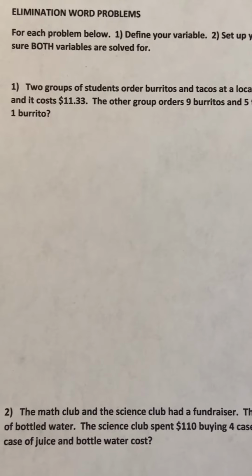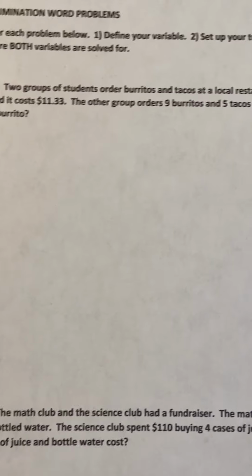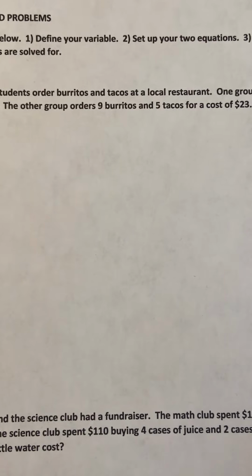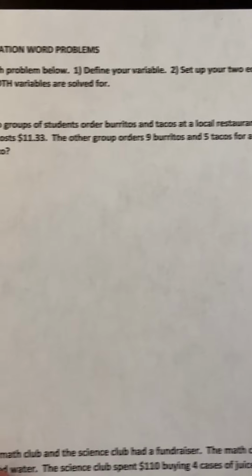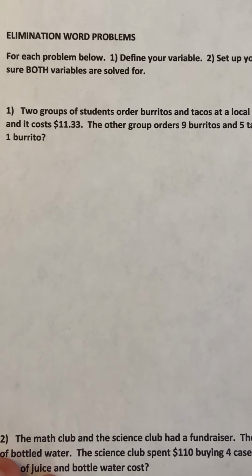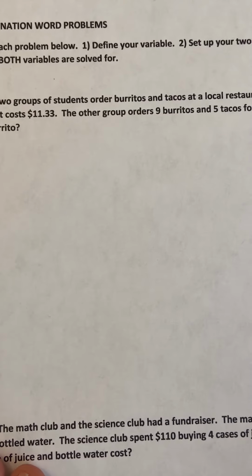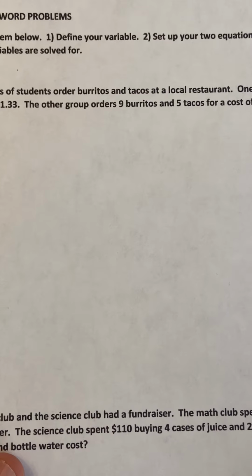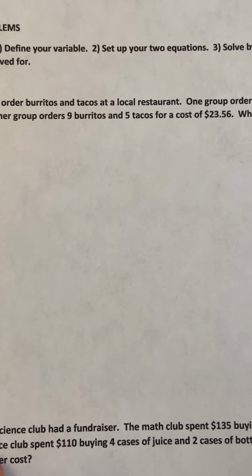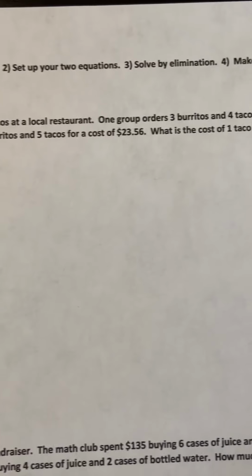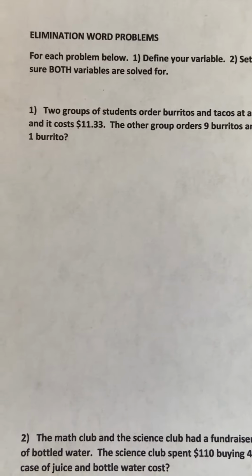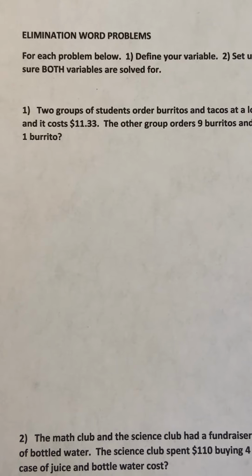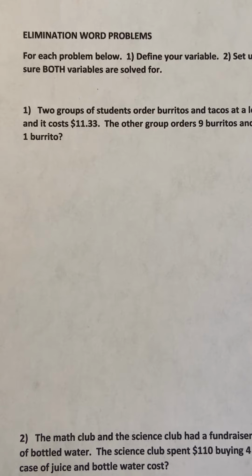All right, so the first one here, we've got two groups of students who order burritos and tacos at a local restaurant. One of the groups ordered 3 burritos and 4 tacos that came out to a cost of $11.33, while the other group ordered 9 burritos and 5 tacos for a cost of $23.56. What is the cost of 1 taco and 1 burrito? So usually towards the end of the sentences here, it gives you a giveaway of what we are trying to solve here.